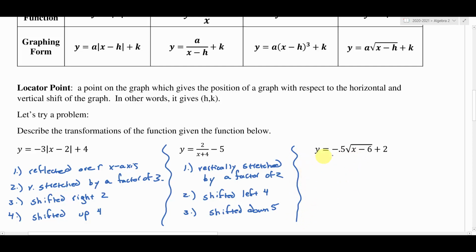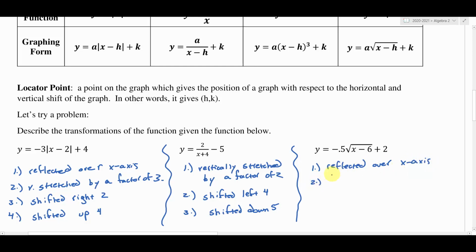Okay. One more here. This one is a square root function, so we're looking at this one right here. Okay? And I can tell my a value is located in front of the square root here. So this one has a negative, and I don't know why I put an equal sign there. But let's start with that negative, which tells me it has been reflected over the x-axis.